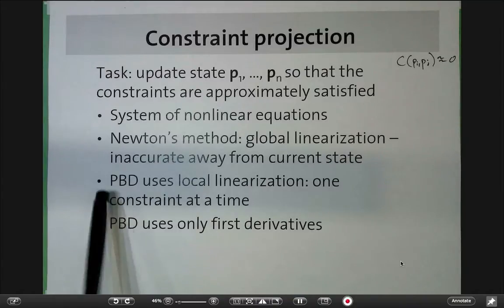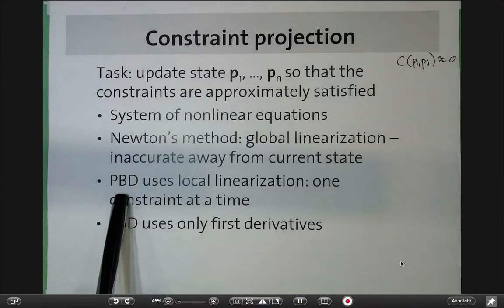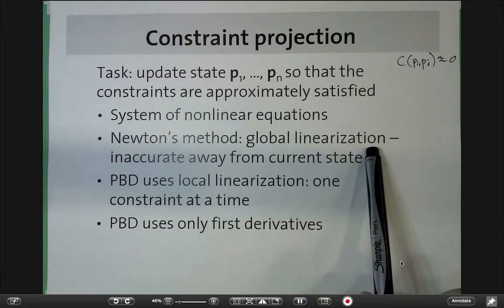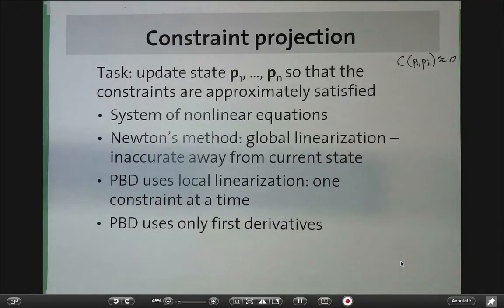Now PBD, and that's a very important idea of PBD. I'd like you to remember this. PBD does not do that. It does not do the global linearization, and it does not do any global linear system solves, which is also why it's much easier to implement. You don't have to worry about any linear system solvers.